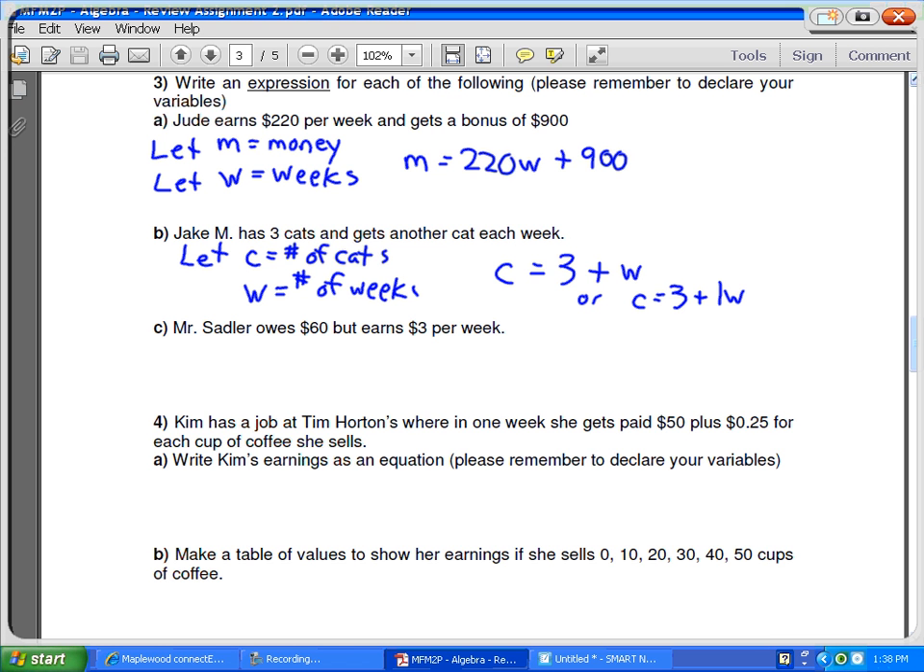Okay. And this is a sad one. But me, Mr. Sadler, I owe $60. I owe Quinn $60. But I earn $3 per week. How do you do this one? This is a little bit different. Well, I'm going to say money and weeks again, right? Because this looks a lot like Jude's question, a little bit different. So I'm going to let M equals money. And W equals weeks.